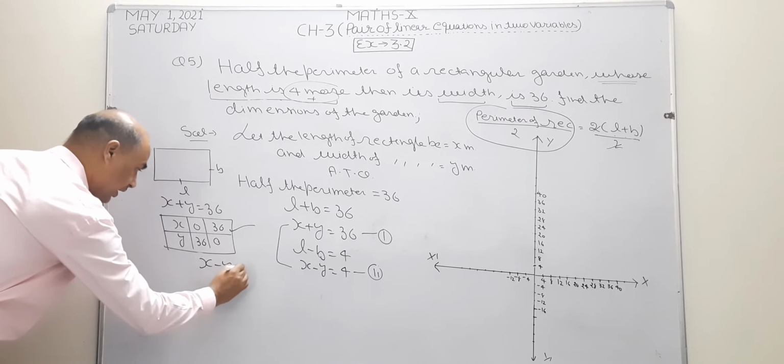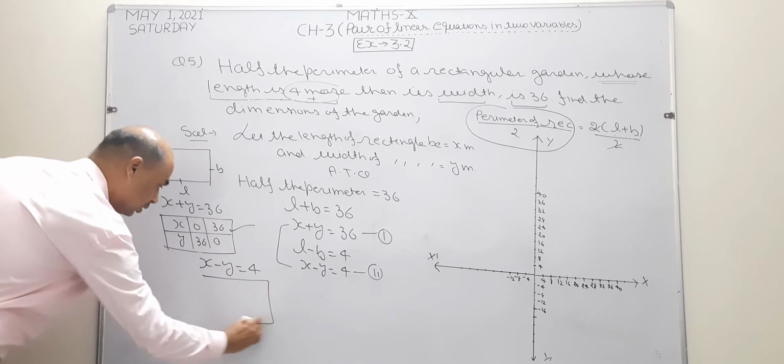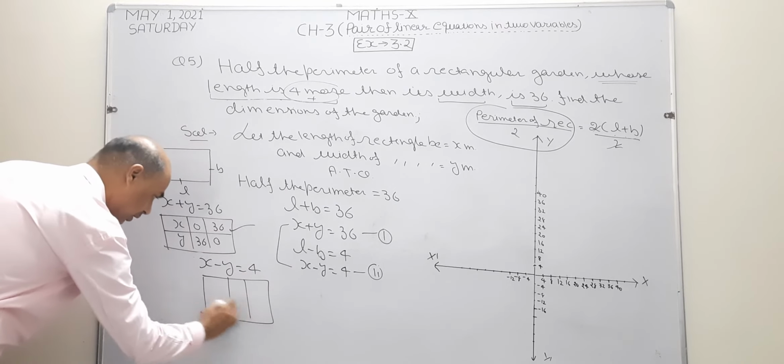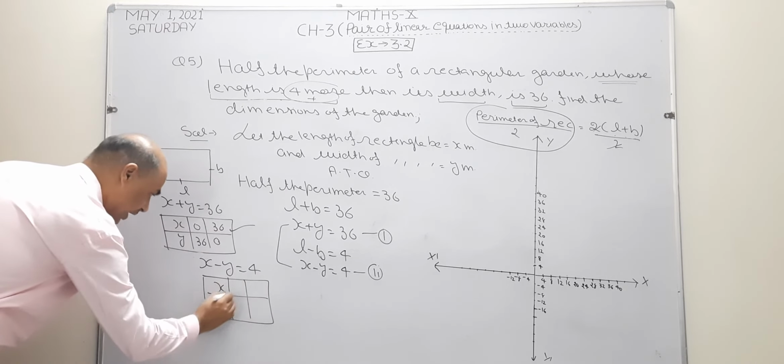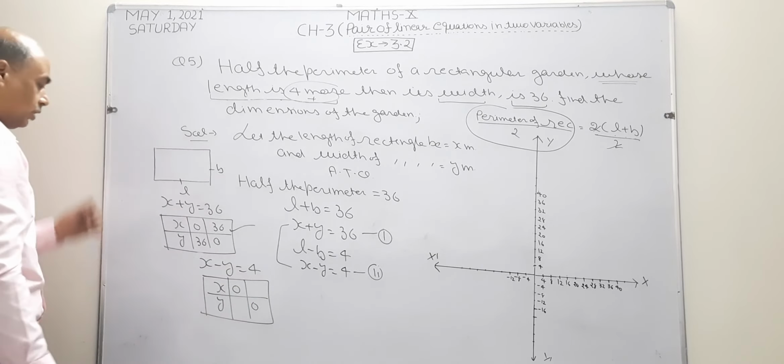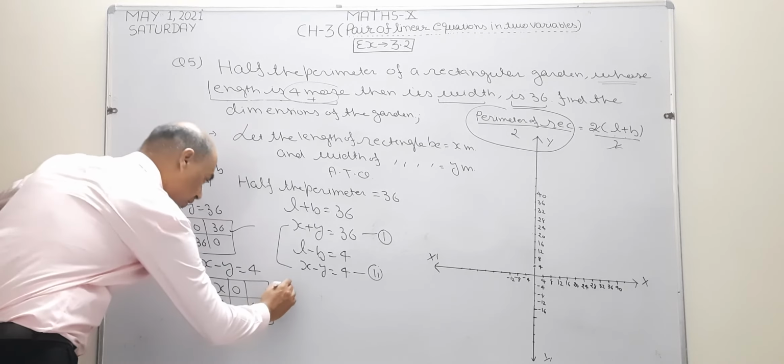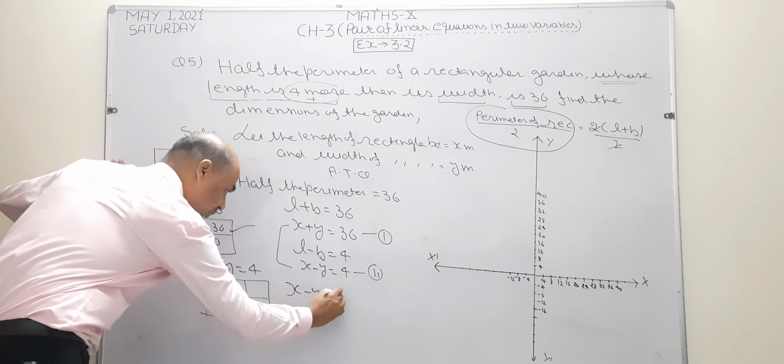x minus y equal to 4. Again using the same method, x, y diagonally. I take one time x equal to 0, other time y equal to 0. Write down the given equation again: x minus y equal to 4.